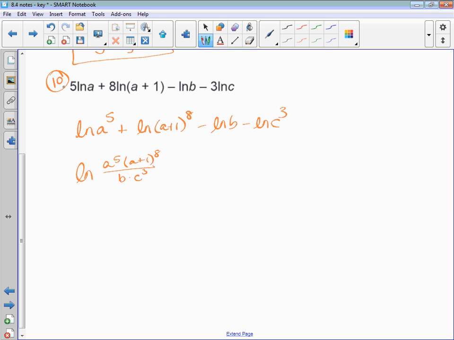By saying b times c cubed, that shouldn't be saying they're multiplied together or added together. If it's throwing you off, think about it this way: what if I wrote this little section minus natural log of b plus natural log of c cubed? Same thing, right? So you are multiplying them. They're both in the denominator, though. All right, we okay there?